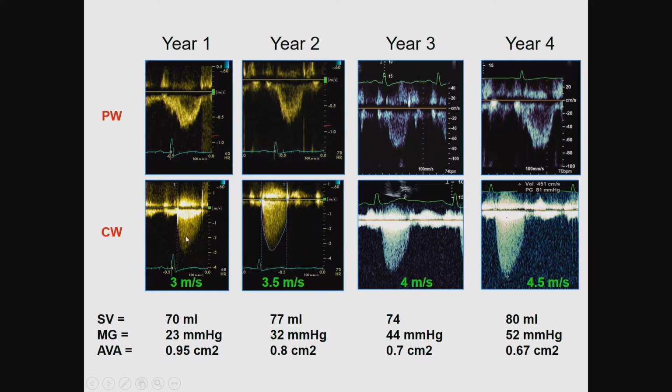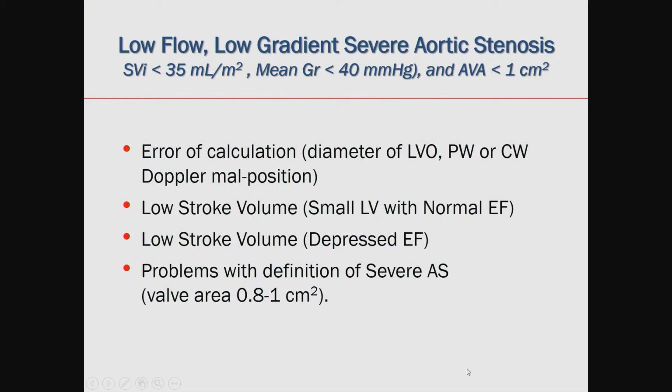And take a look at what happens over time. His stroke volume stayed about the same. However, velocity increased, the contour is different, and mean gradient increased over time till he started getting symptomatic. Valve area is tight, 0.7, time for surgery. Indeed, went to surgery.